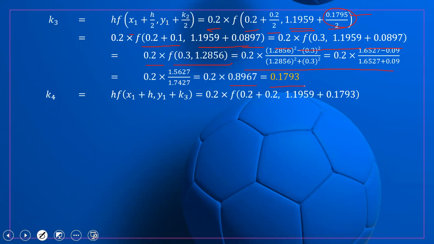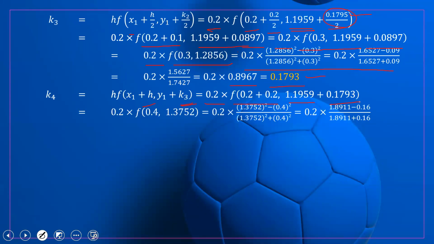Similarly, we can calculate k4. It is h times f of x1 plus h, y1 plus k3, which is equal to 0.2 into f of 0.2 plus 0.2. Here h is 0.2, y1 is 1.1959, and k3 we calculated as 0.1793. If we put these in the formula, the value of k4 is equal to 0.1688.